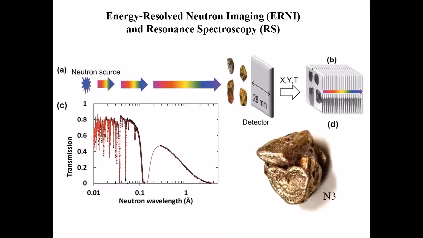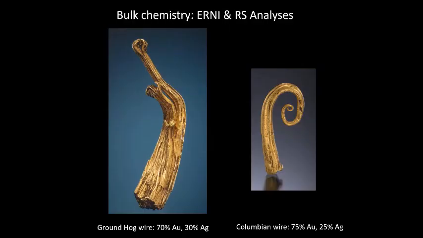In addition to analyzing the crystallinity, we wanted to look at the chemistry of the samples. And to do this, we used energy resolved neutron imaging and resonance spectroscopy. This technique allows us to penetrate the entire sample and get information about elemental abundance as well as isotopic composition. The neutron spectroscopy shows that the entire volume of the Harvard sample is 30% silver and 70% gold. This is consistent with the EDS analysis of the surface conducted by Frank and Raquel at Harvard University.